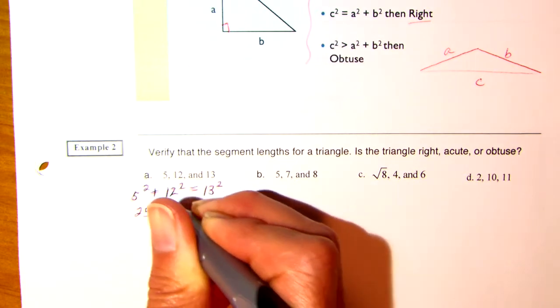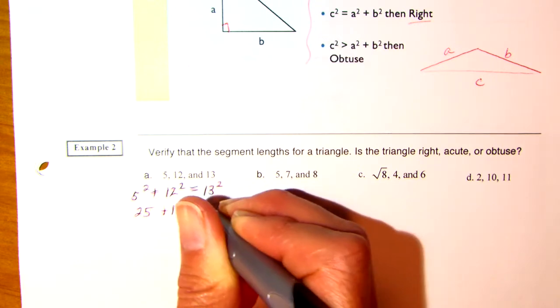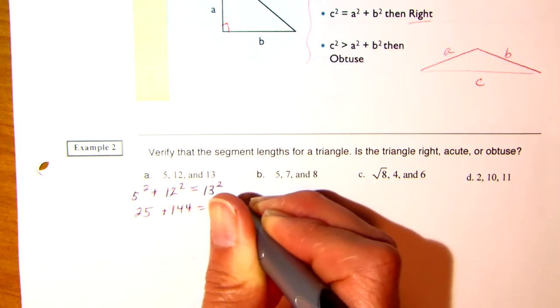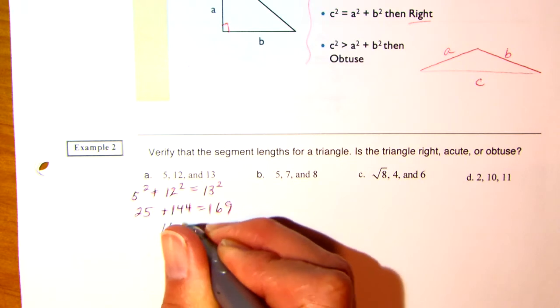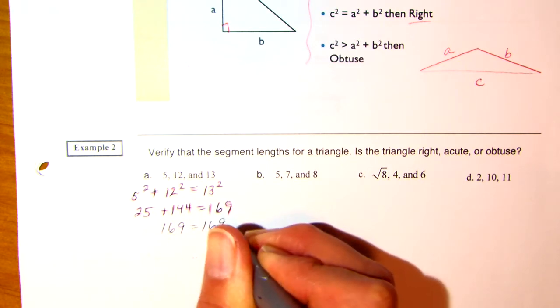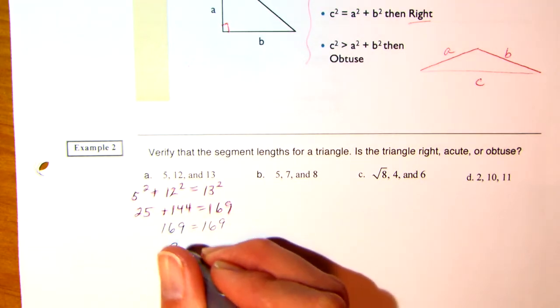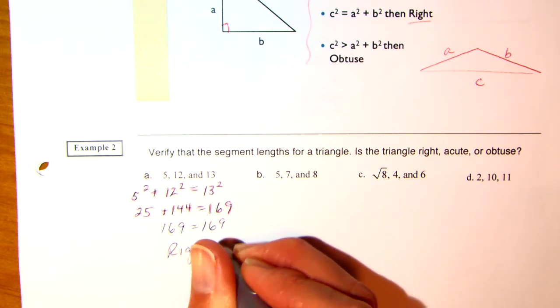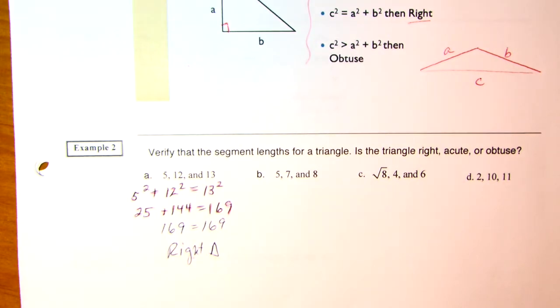25 plus 144 is equal to 169. And guess what? It is. Okay, since they're equal, we have a right triangle. Yay! Okay, how about this one?